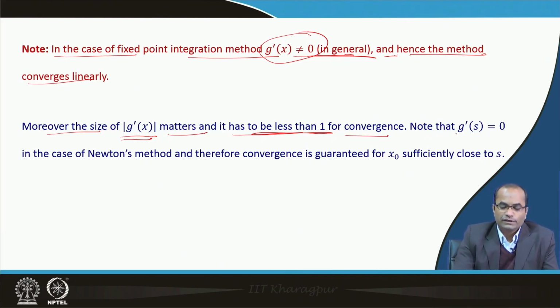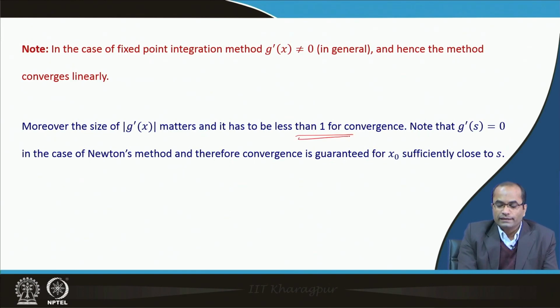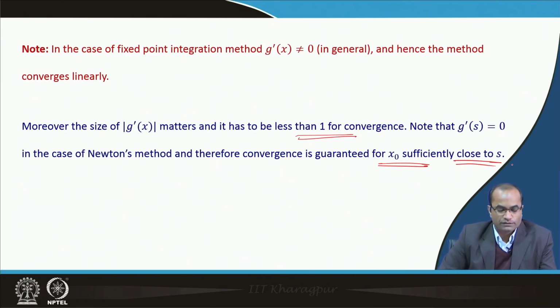Note that for Newton's method, we have g prime equal to 0 at least at this point s, and therefore the convergence is guaranteed if we take x naught, the initial guess, sufficiently close to s. Because the function is continuous, and if g prime is 0, then there will be a neighborhood where g prime will also be close to 0, and therefore less than 1. So this convergence is guaranteed if we take the initial guess x naught sufficiently close to s. That argument is already coming from the fixed point iteration method.